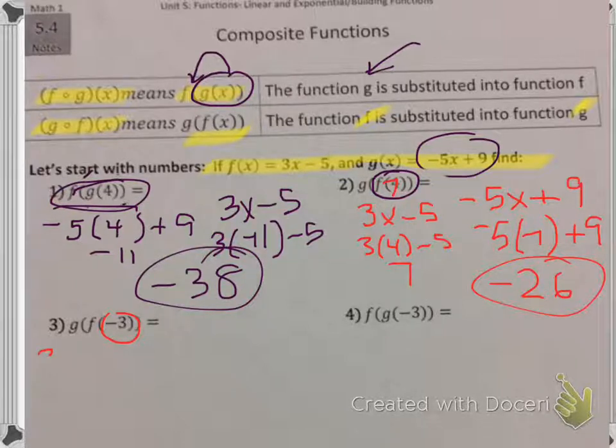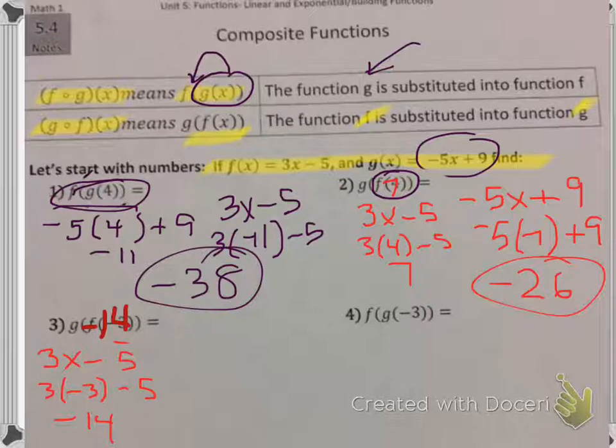So the f function is 3x minus 5. In place of the x, I'm putting negative 3. So negative 3 times 3 is a negative 9. Negative 9 minus 5 is a negative 14. So my answer for this part right here is a negative 14.